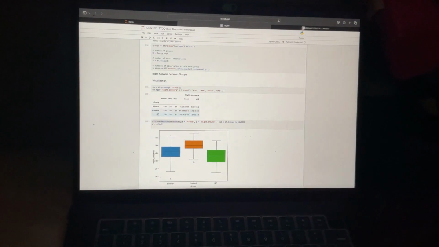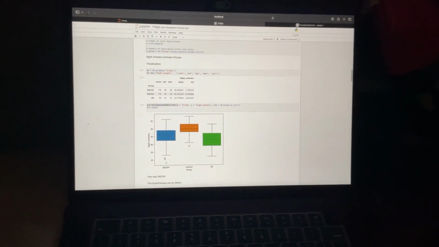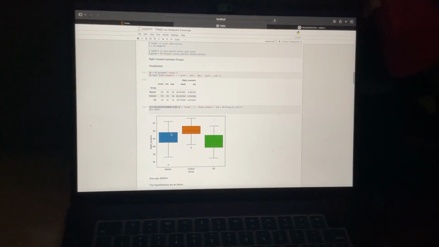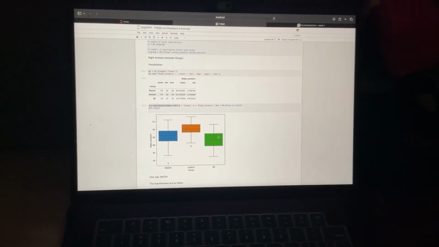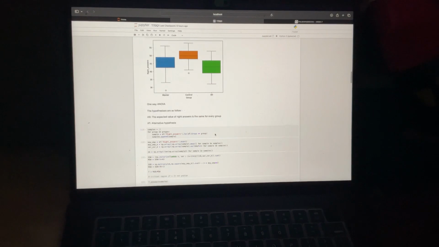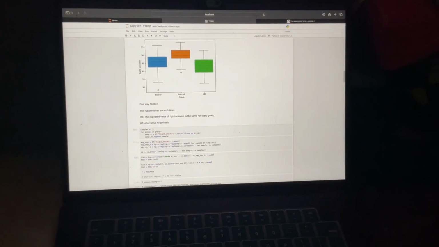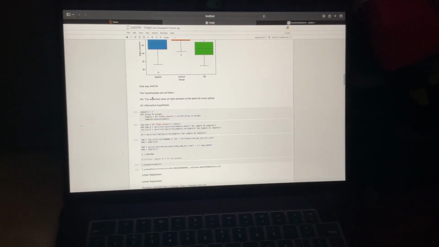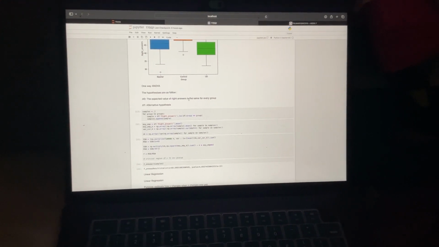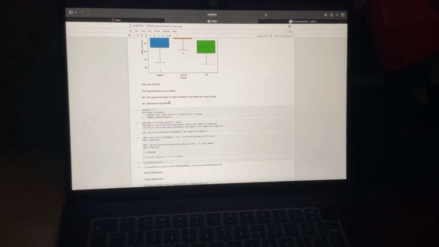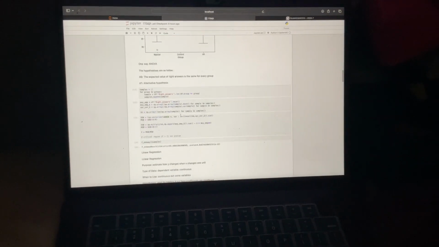So bipolar, control, UD. The first one is a box plot. The blue one is bipolar, the orange one is the control group, and the green one is the UD. For the one-way ANOVA, the null hypothesis is that the expected value of the right answers is the same across groups, and the alternative is that it is not.